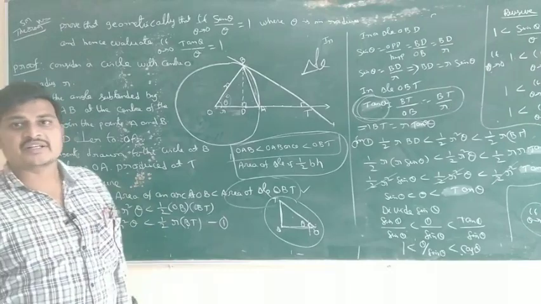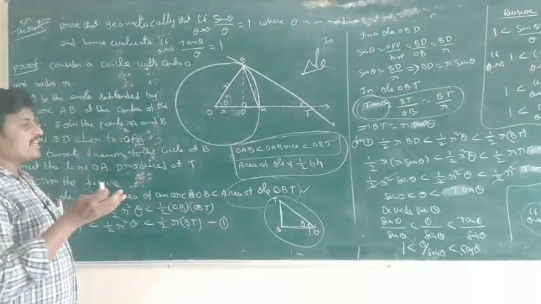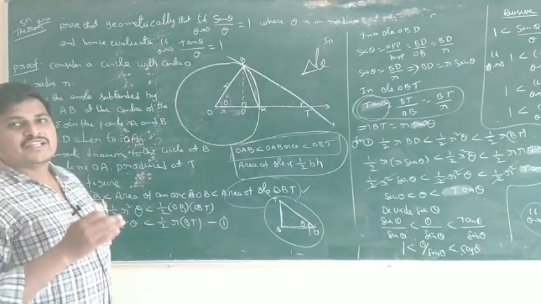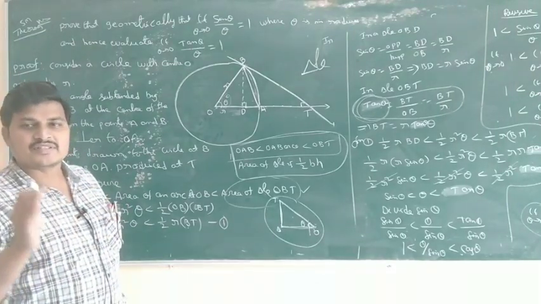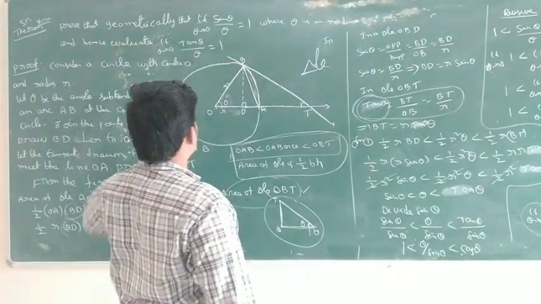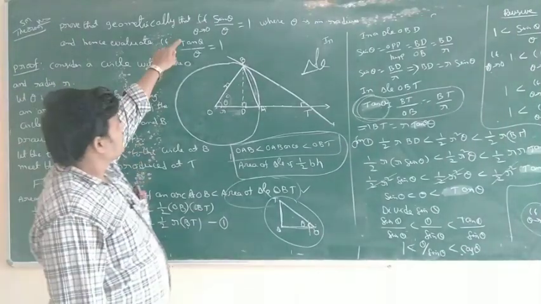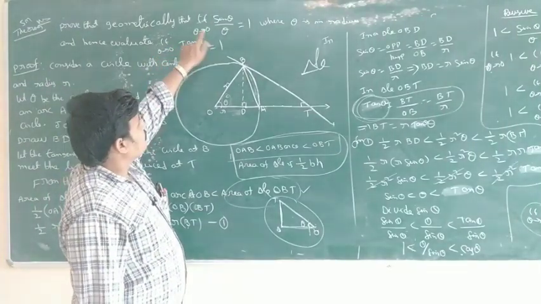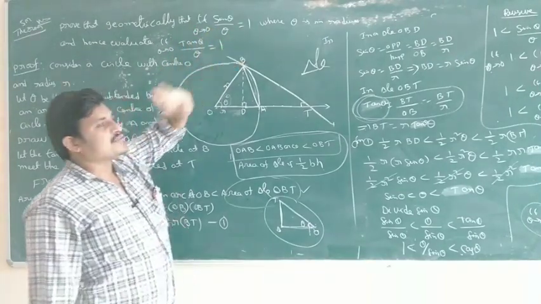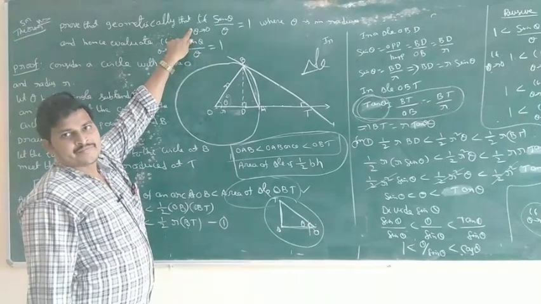The same type: limit theta tends to 0 sin theta by theta is equal to 1; limit x tends to 0 sin x by x is equal to 1; limit y tends to 0 sin y by y is equal to 1. This is the fundamental theorem, but tan theta by theta is not a fundamental one. Its value comes from this one, limit theta tends to 0 sin theta by theta is equal to 1. Only this is the fundamental theorem.